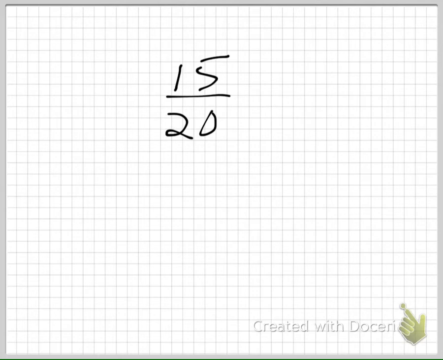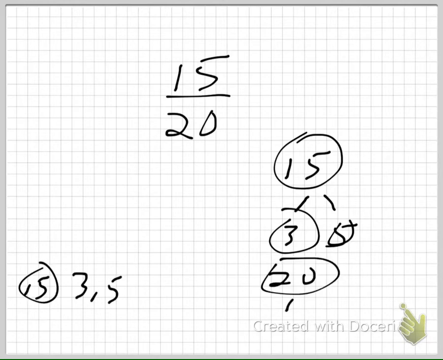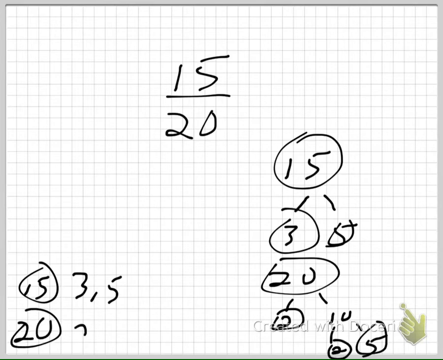So here's the deal. I'm going to show you the long way here right now, really quick. Okay, ready? What is the prime factorization of 15? 3 and 5, right? So 15 is 3 times 5. You're not going to be expected to do this every time. What is the prime factorization of 20? 2 and 10, and 2 and 5, right? So 20 is 2 times 2 times 5.